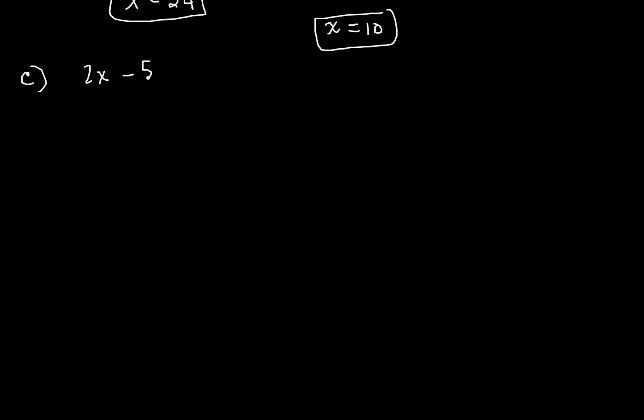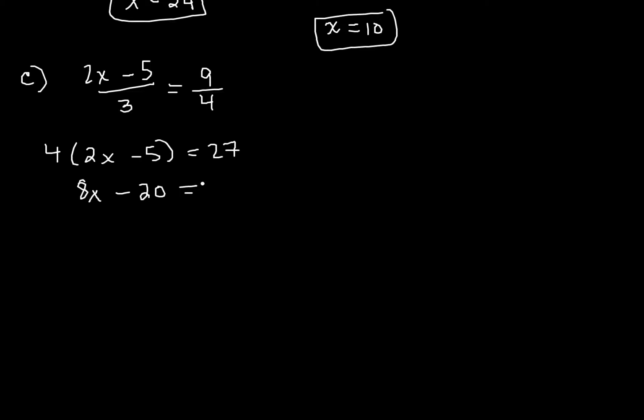2x minus 5 over 3 equals 9 over 4. Cross multiply. 4 times 2x minus 5 equals 27. This one's not so nice. 8x minus 20 equals 27. Add 20 to both sides. You get 8x equals 47. It's not divisible by 8, so you'd say x equals 47 divided by 8.